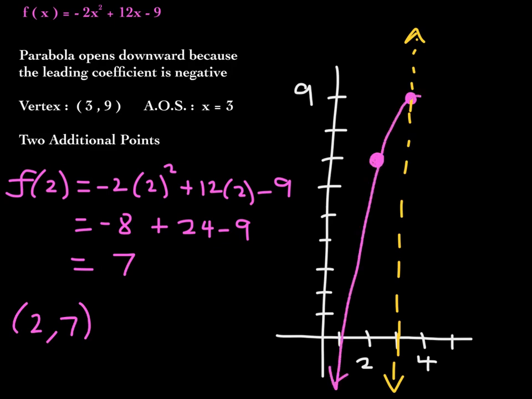So there's that branch there. Now I can use symmetry to find an additional point. This point 2, 7 is just 1 unit from the AOS. That means 1 unit on the opposite side, I get another point, which would be 4, 7. About right there. So something like that. Remember, this is a sketch.